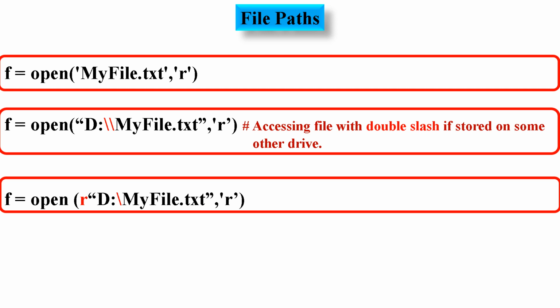r is a string literal prefix that indicates the following string should be treated as a raw string. This means that backslashes won't be treated as escape characters, which is useful when dealing with file paths. d:/myfile.txt is the file path. It specifies the directory, d:, and the file name, myfile.txt, that you want to open. Finally, r is the mode in which the file is opened. r stands for read mode, which means you are opening the file for reading its contents.